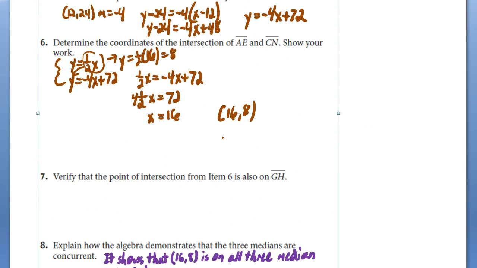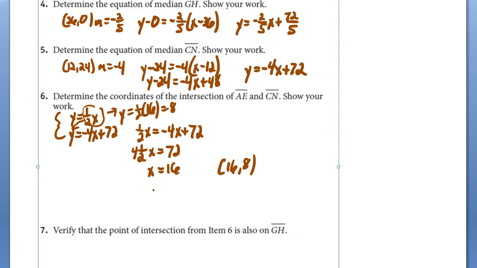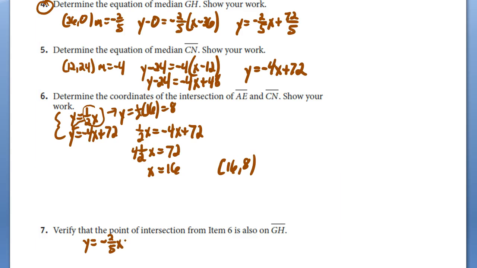Number 7, verify that the point of intersection is also on GH. So let's take our equation for GH, which we had figured out in problem 4, and substitute in our ordered pair that we think is the right answer. So this was our equation from problem 4, and let's substitute 8 in for y and the 16 in for the x and see if this works.